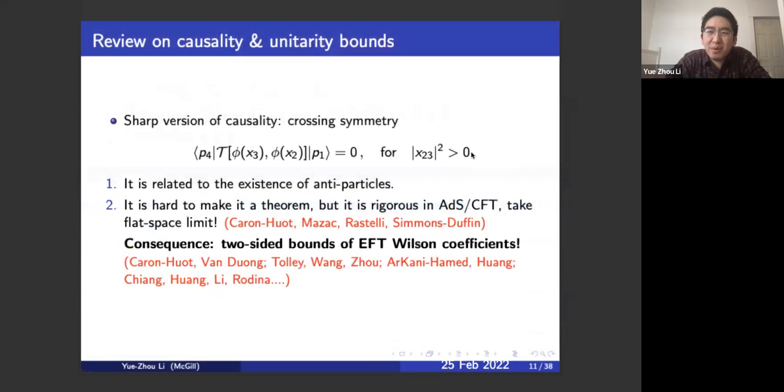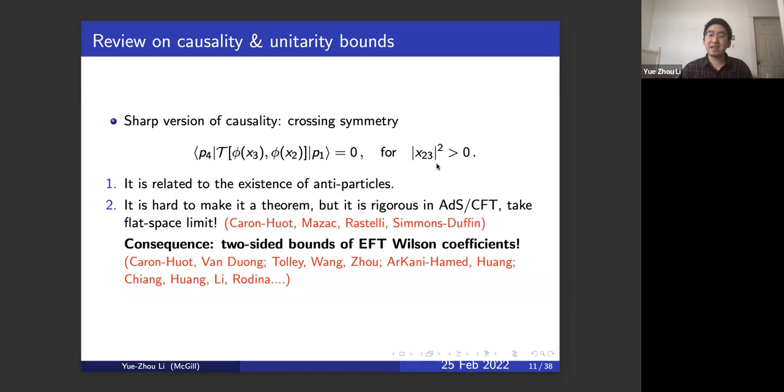But we still actually have some subversion of causality that is crossing symmetry. That means if we consider the average value of a commutator of two scalar fields, or any other fundamental fields in quantum field theory, for space-like distance, it must be zero. And this is the idea of causality, and it actually gives us the crossing symmetry.